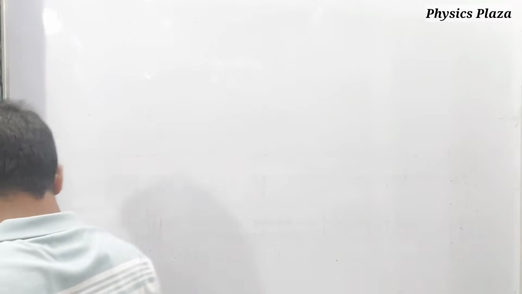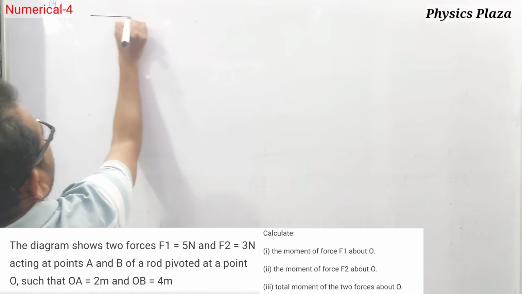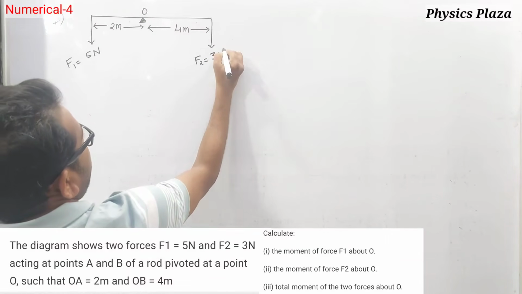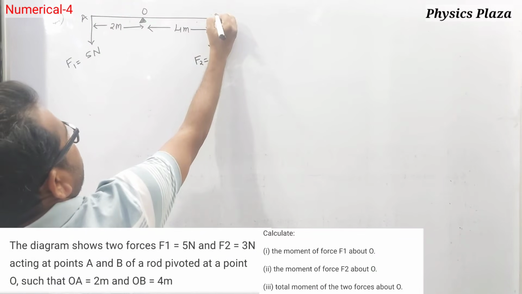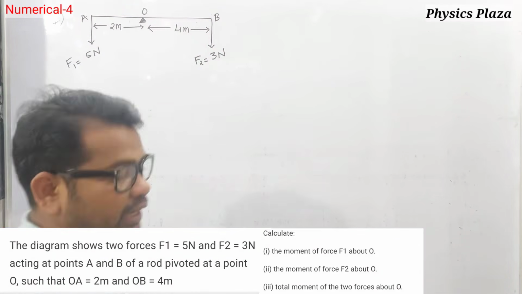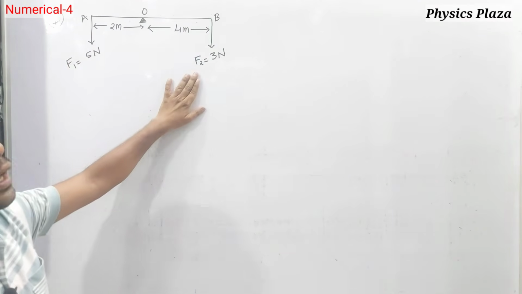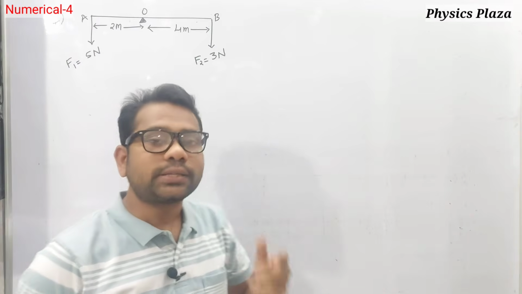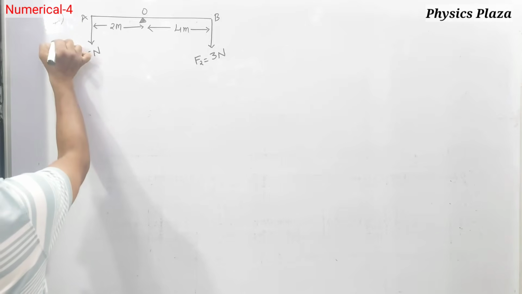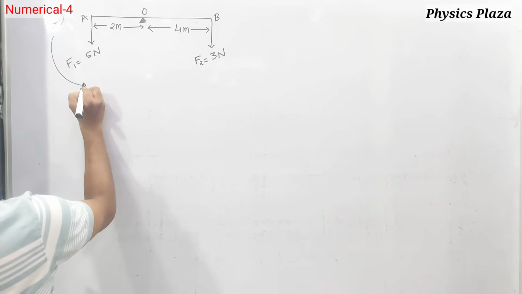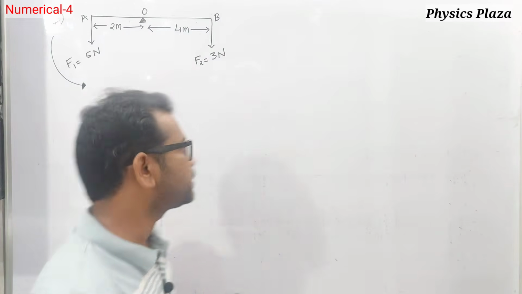Chalo. Now we see the fourth numerical. As per the numerical, children, F2 is given as 3 Newton. This point is given as A, this point is given as B. Children, now they are asking us to calculate the moment of force due to F1 and F2, and finally they are asking us to calculate the resultant moment of force. So children, try to understand, F1 will try to make it rotate in what way, children? It's in an anti-clockwise direction.